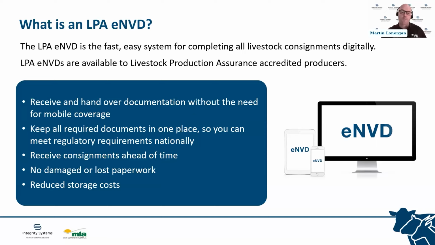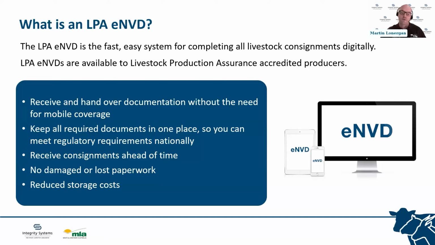The LPA program is Australia's red meat on-farm assurance program. It plays a critical role in underpinning market access for our meat and provides evidence of the livestock history, on-farm practices, and also the transfer of livestock through the supply chain.